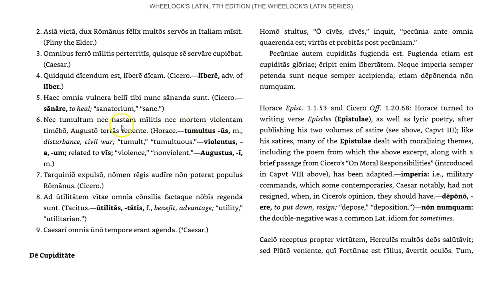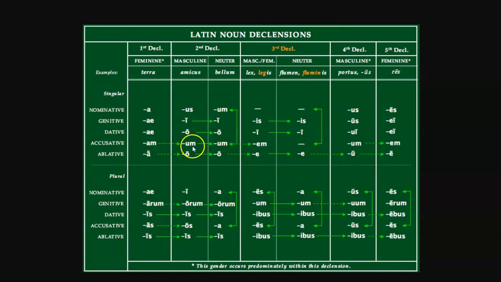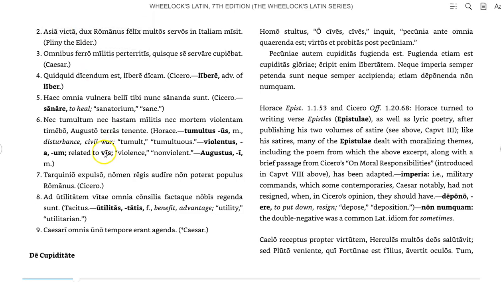So notice tumultum, hastam, mortem are all in the accusative. This is second declension accusative singular, first declension accusative singular, and third declension accusative singular. How do we know? Because of our tumultum, hastam, and mortem. All right, moving on to septem. Here is reference to certainly a less desirable person in Roman politics.